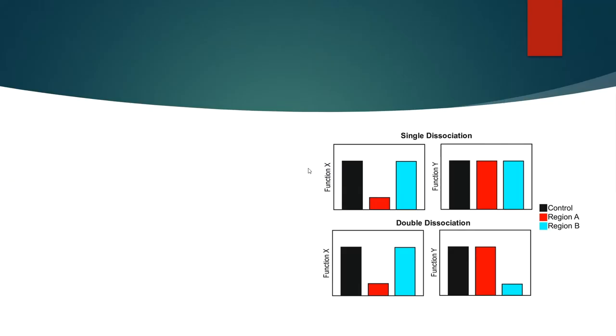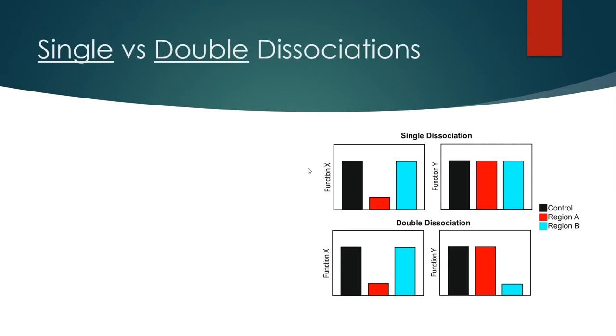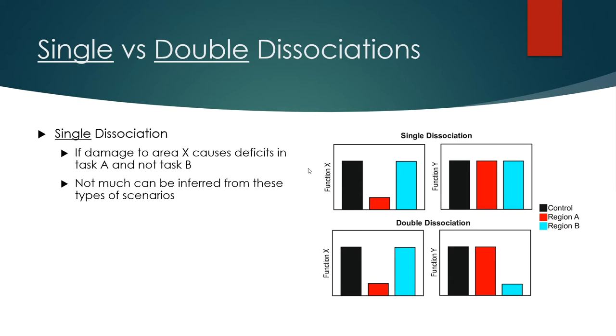So this is an important slide when we're talking about inferring function from disease and from these losses of brain regions. We're looking at single versus double dissociations. A single dissociation would refer to the fact that there was damage to a very specific region and there was loss of a very specific behavior. The mistake is that single dissociations aren't really telling us much about what that brain region does.